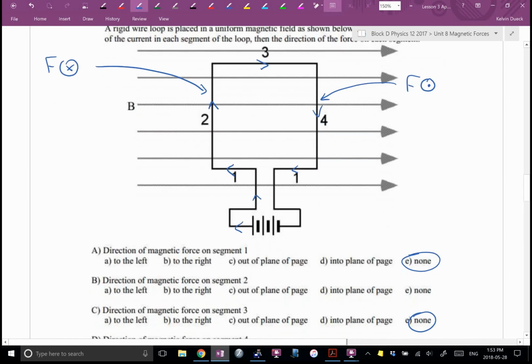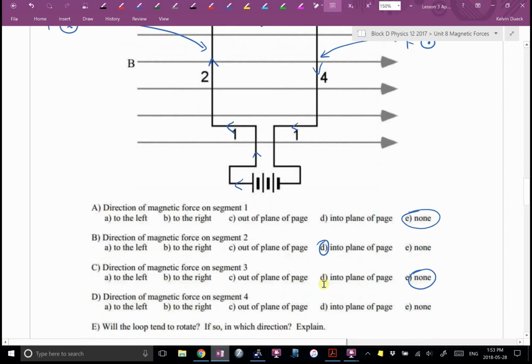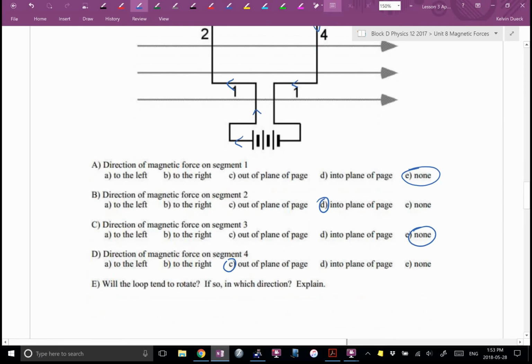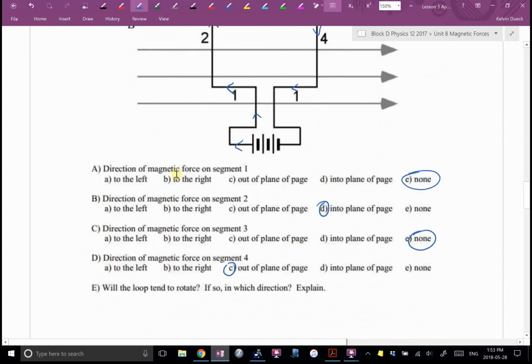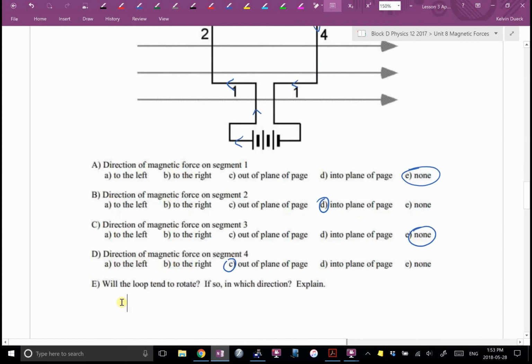What did we say the force was? So D. Out of the page for segment 4. Will the loop tend to rotate? Yeah. Which direction? Well, it depends which way you're looking at it. But if you were standing on the battery looking at it, you would see the loop rotate counterclockwise. Will the loop tend to rotate? Yes. Which direction? Depends where you're standing. We'll get to that in a second.